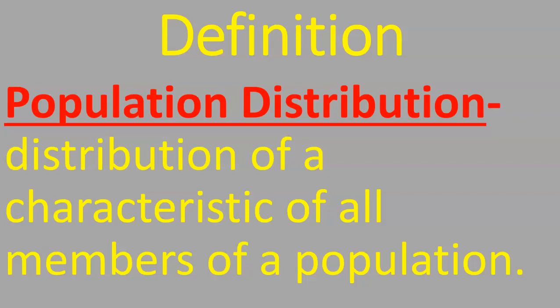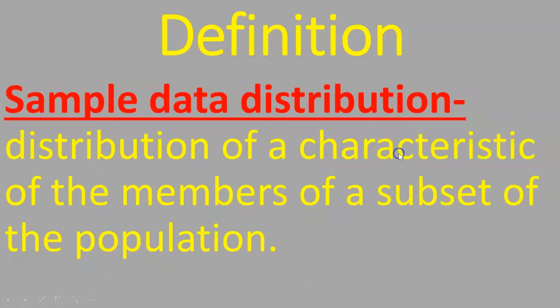Maybe you're wanting to know the heights of all the people in the United States of America, for example. That would be a population distribution. Often population distributions are very large. A sample data distribution is a distribution of a characteristic of the members of a subset of a population. So maybe you're going to select 100 random Americans and measure their heights. That would be a sample data distribution.